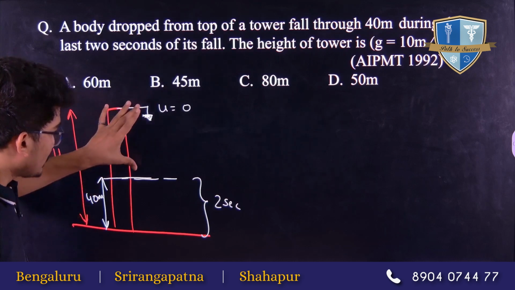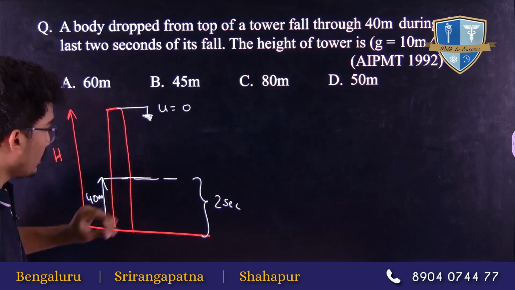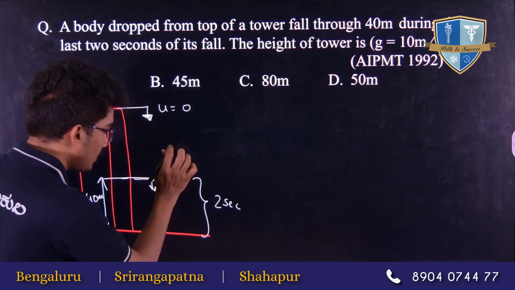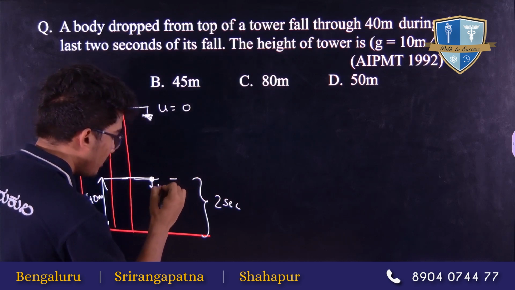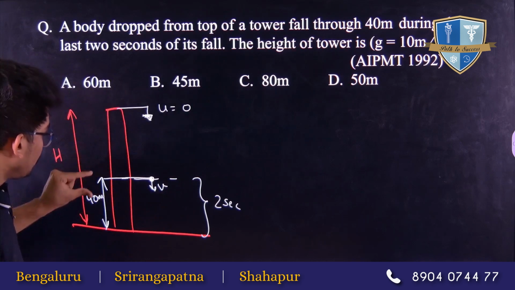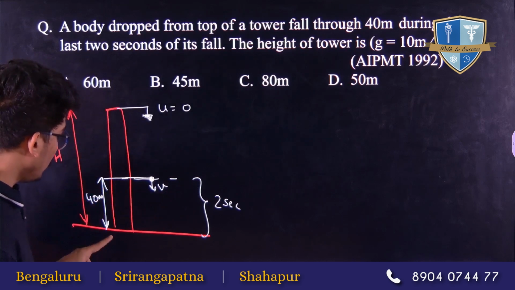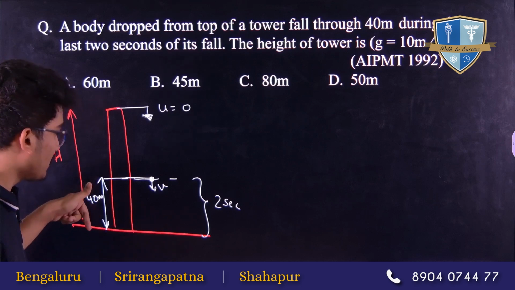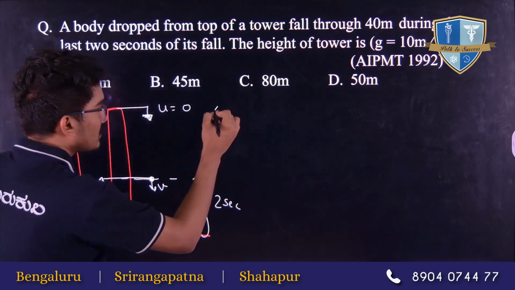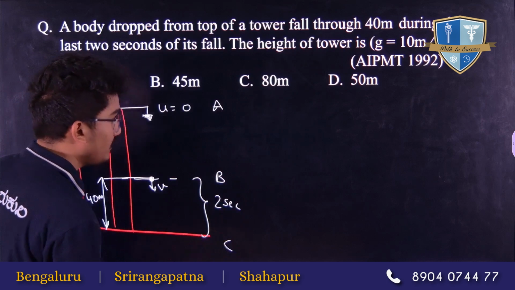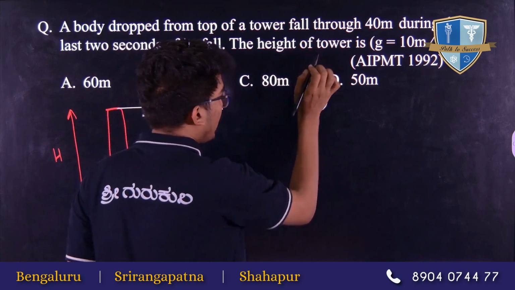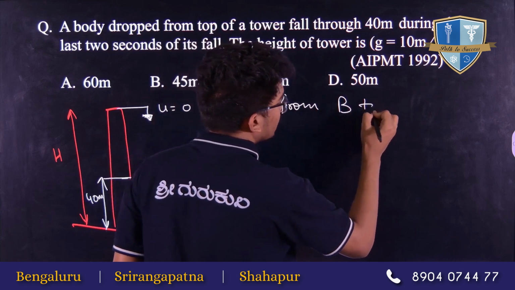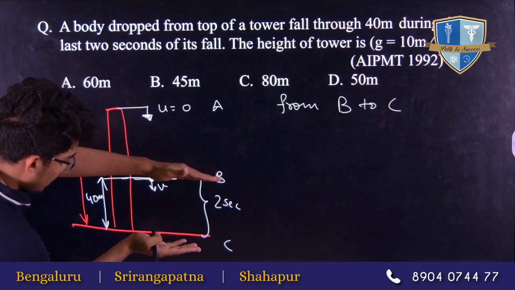So again we have two cases, from here to here and from here to here. Let's suppose when the block is reaching here, the velocity is v. From here to below, the time taken is 2 seconds, and displacement we know, and initial velocity we know. So this is our point A, point B, and point C. So from B to C, let's see only this interval. Now this is our case.